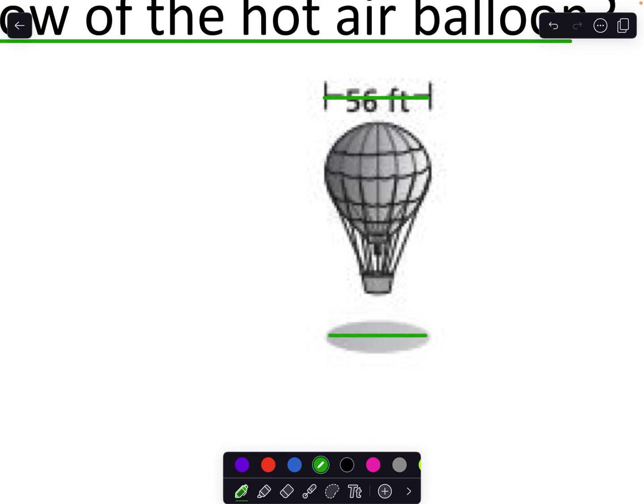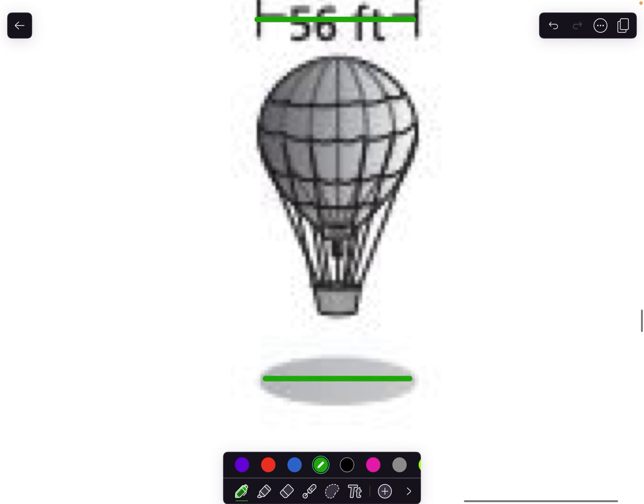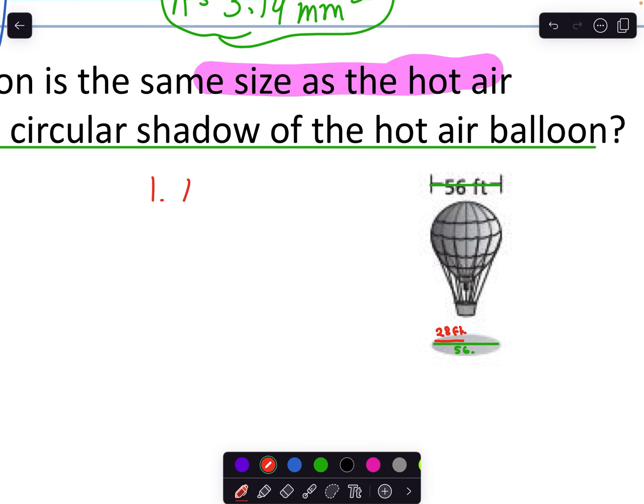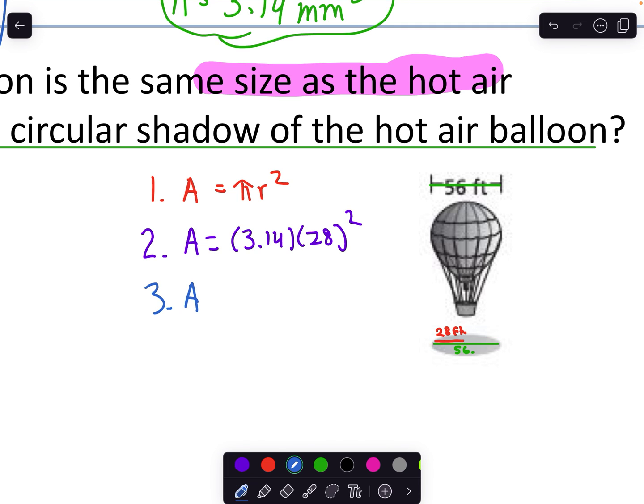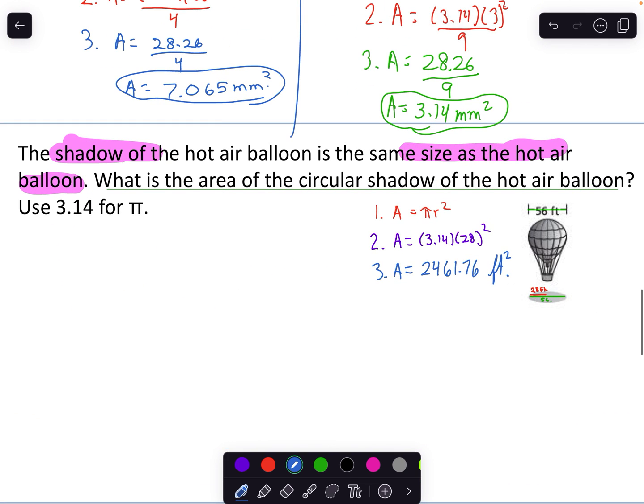Okay, so we're finding the area of the circle. If that's 56 feet in diameter up here, then it would be 56 feet in diameter down here. But I don't want the diameter, I want the radius. I want half of that. So 56 divided by 2 is going to be 28 feet. If I want the area of that shadow, I would do pi r squared. Step 2, I'd say 3.14 times 28 squared. Step 3, we just type it in now. 3.14 times 28 squared. We get 2,461.76 square feet. It's a pretty big shadow, right? That would make sense because a hot air balloon's pretty big.